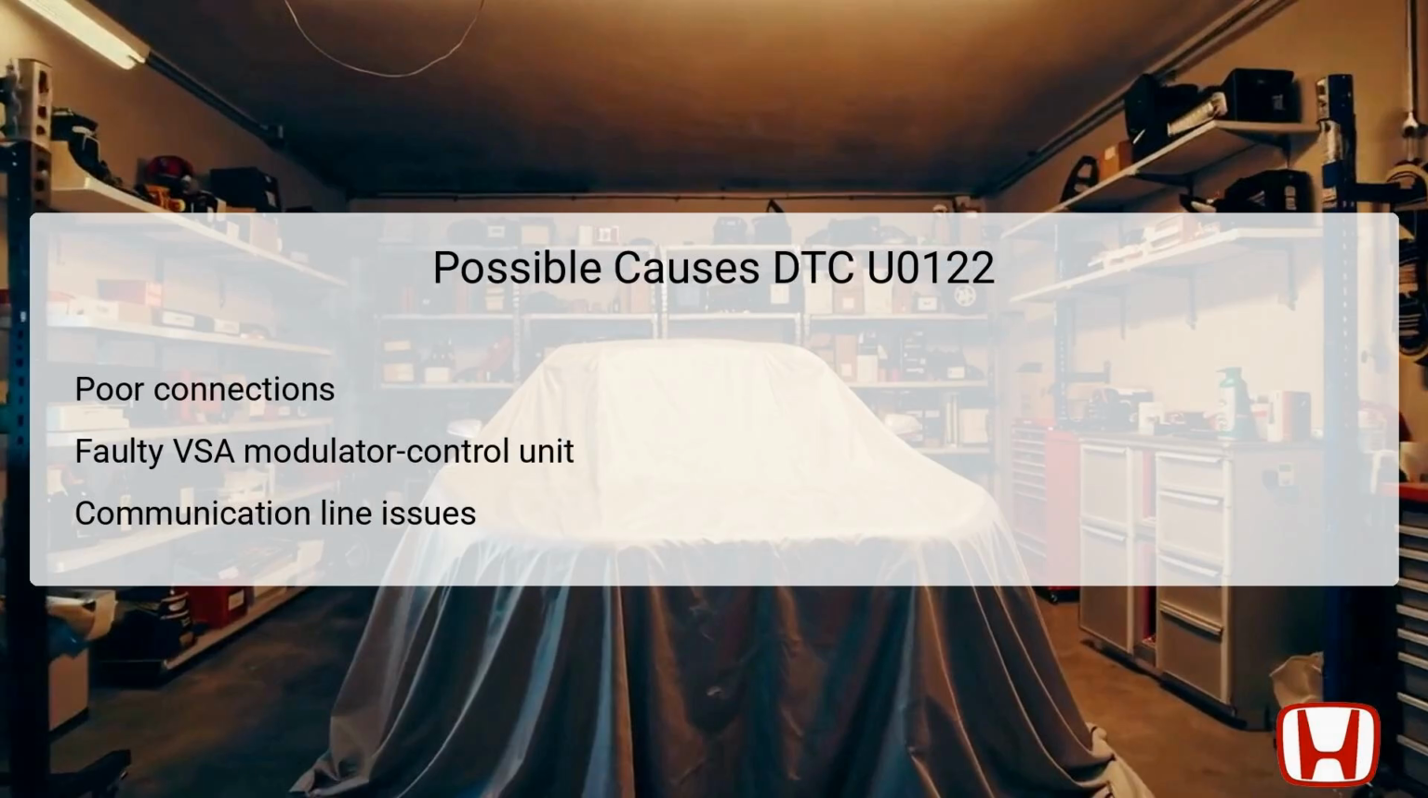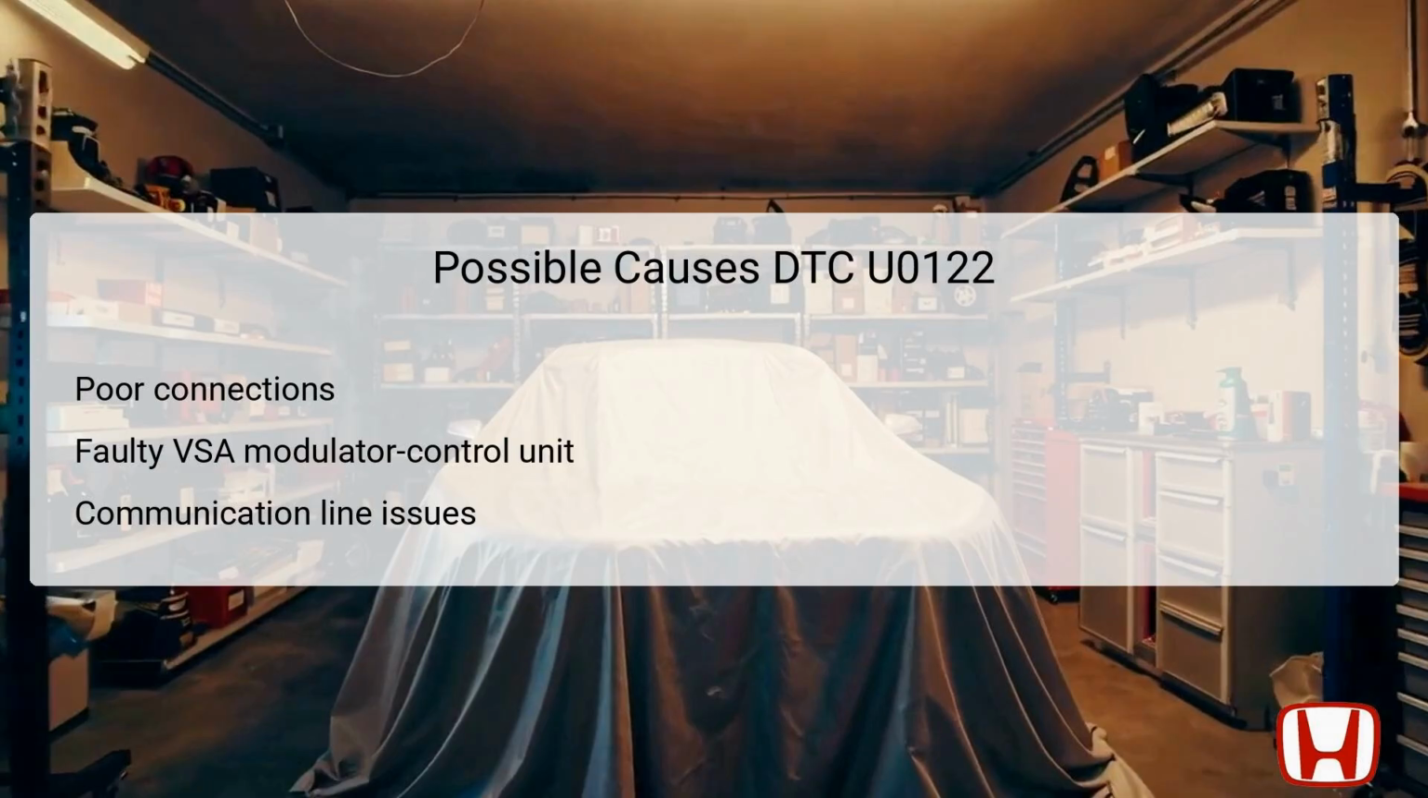Several potential causes can lead to the DTC U0122 error message. Poor connections between the gauge control module and the VSA Modulator-Control Unit are often a primary concern, as loose or corroded terminals can disrupt signal transmission.